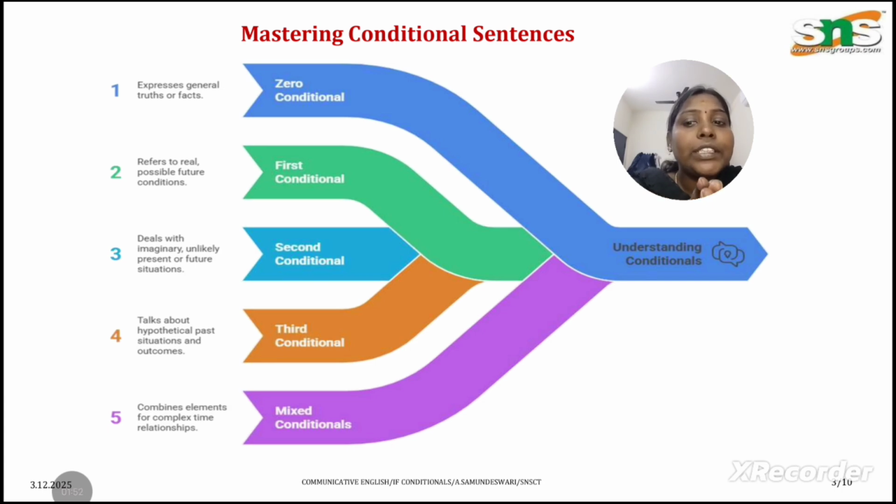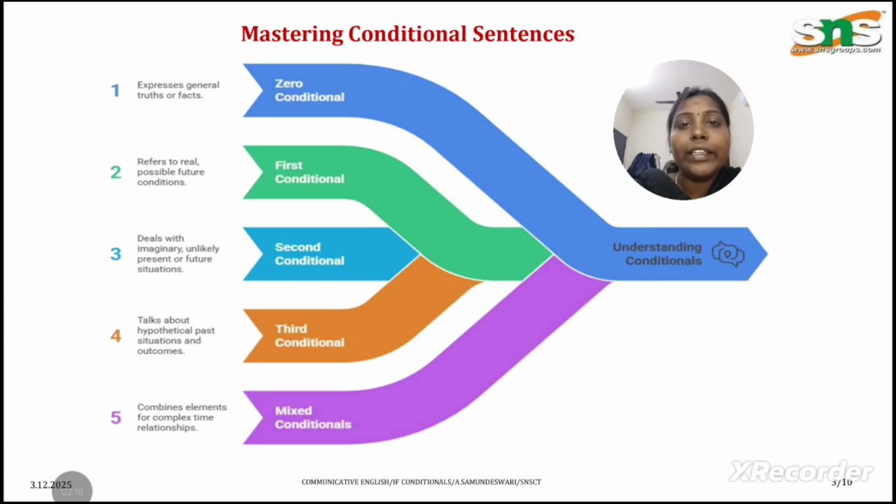So first of all, the first condition is known as the open or probable condition. Open or probable condition in the sense there is a possibility of things happening in future, only when the if condition takes place. For instance, if I'm saying, if I go to Delhi, I will visit Taj Mahal.